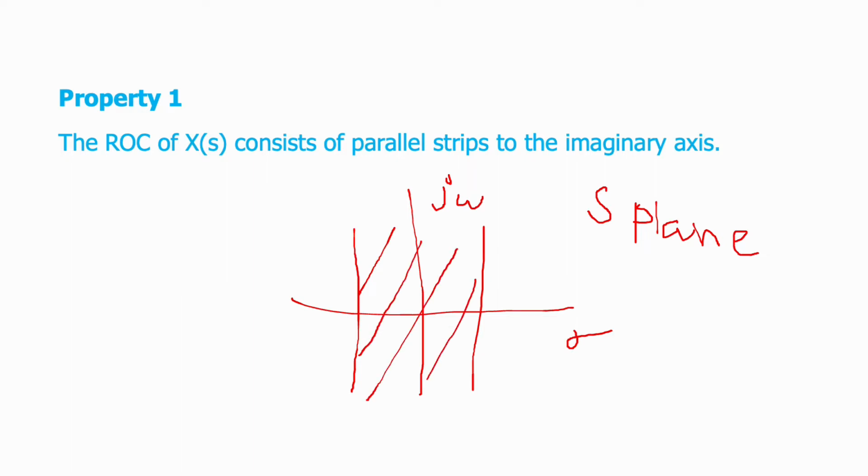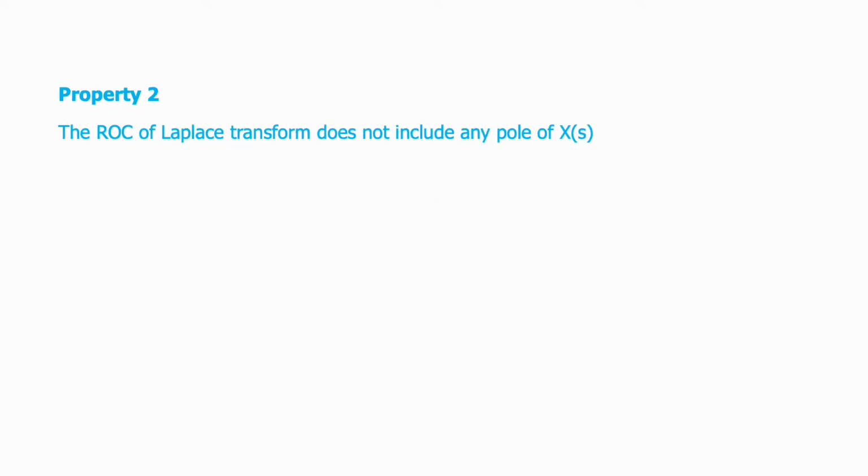Is it clear? So the region of convergence, if you draw parallel lines, all the points must converge into that portion. That is the first property: the ROC of X(s) consists of parallel strips to the imaginary axis. The next property, property 2, is the ROC of the Laplace transform does not include any pole of X(s).